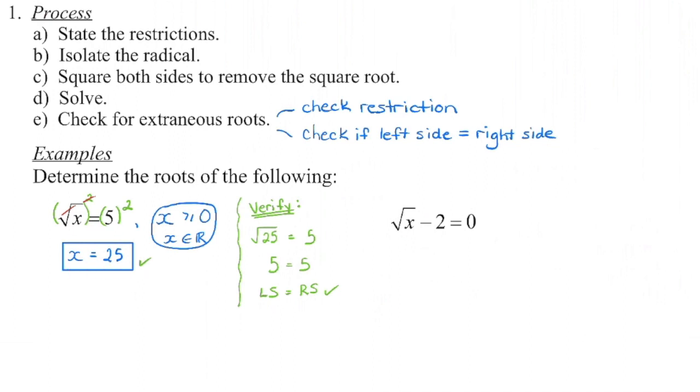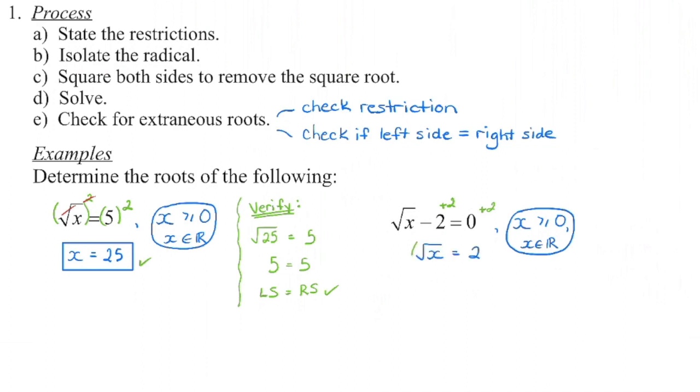Now this one over here, again, I'm going to go through the process. So we're going to begin by stating the restrictions. This is my only radicand here. So x just has to be greater than or equal to 0. Now in order to isolate the radical, so this is the radical, we want that by itself. So I'm going to bring this to 0 by adding 2 to each side. I now have that radical isolated.